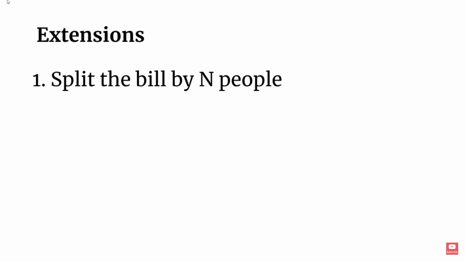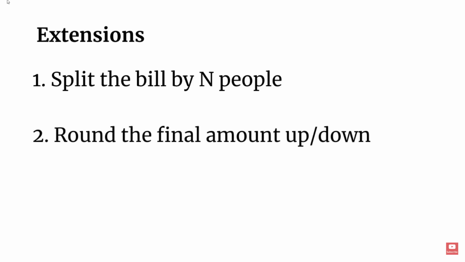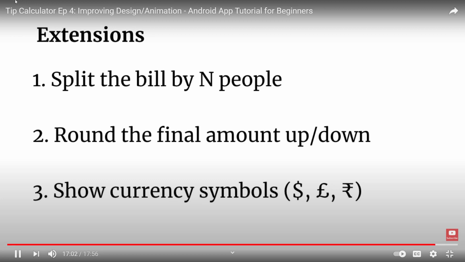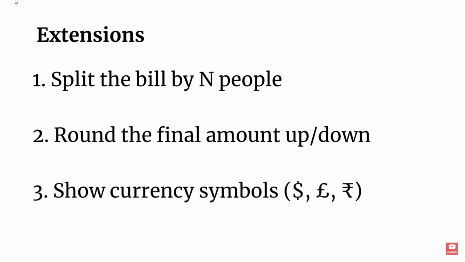A few of the ideas I had were: split the bill by n people. So for example, you could input 4 and then divide the total amount by 4 so you know how much each person has to pay. Another idea is to round the final amount up or down so you don't have some odd number of cents in the total. And finally, you could show currency symbols. So in the US, we use dollars, in the UK, they use pounds, and in India, they use rupees. And so allow the user to input the country that they're in and show the proper currency symbol.